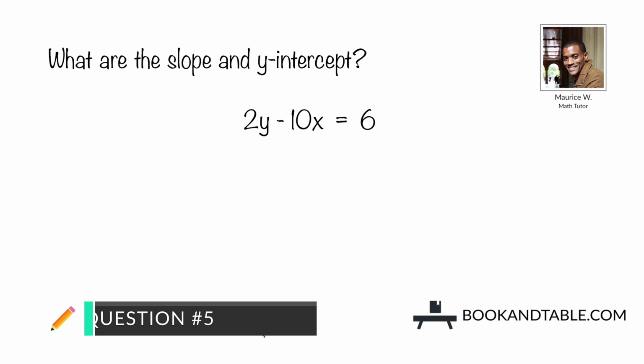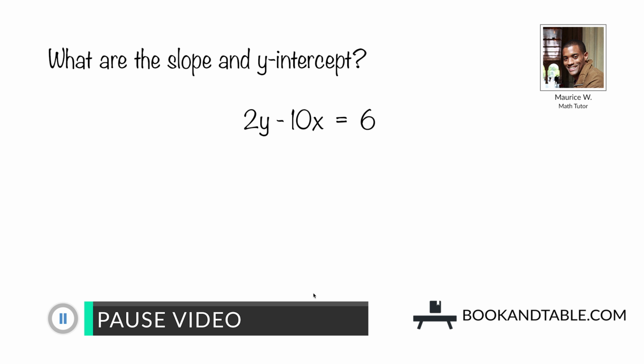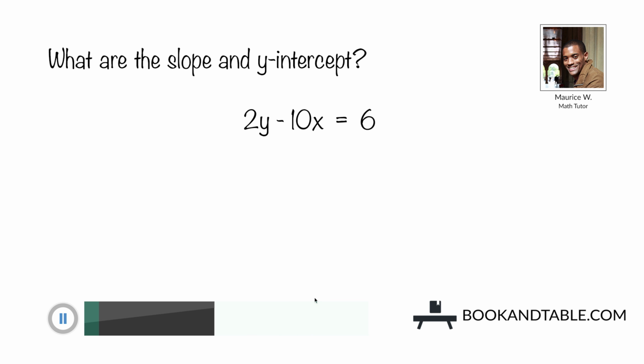Let's have a look at question number 5. What are the slope and y-intercept? You're given the line 2y minus 10x is equal to 6. Pause the video, answer this question, and then press play when you are ready to begin.